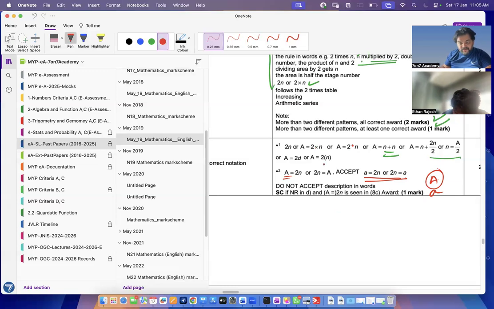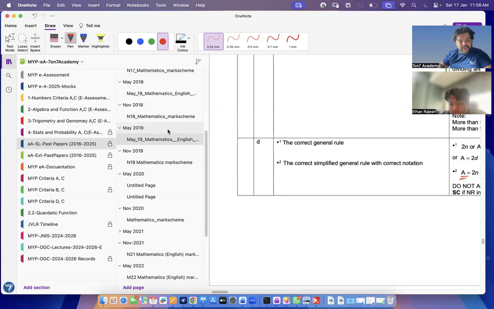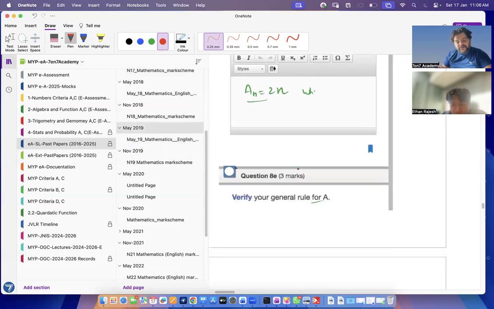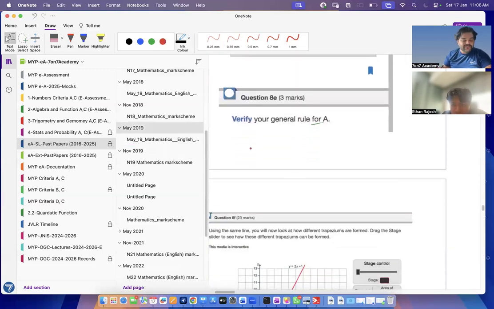Okay. So see, they're clearly saying where to give 1 mark, where to give 2 marks. Agree? Now moving forward, you can verify your general rule. What is the verification of general rules? Verification means what we do in the verification. So you use two methods, one by the actual rule and one by another method.